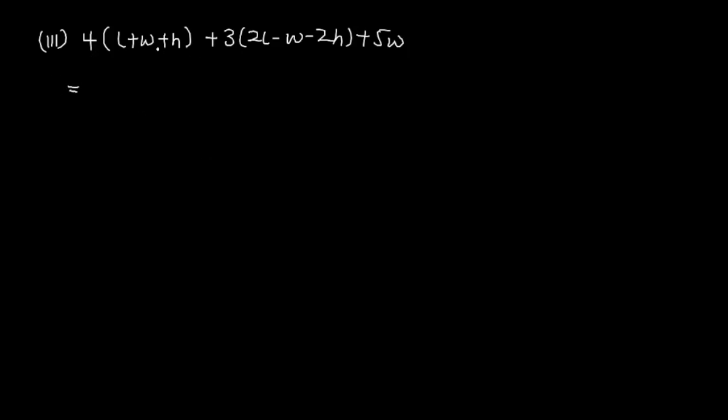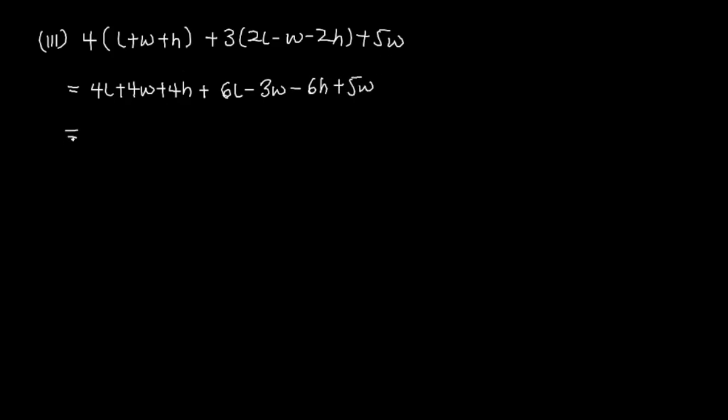So we use 4 to multiply everything in the bracket here. So we have 4L plus 4W plus 4H plus, we use 3 to multiply everything here. 3 multiplied by 2L will give us 6L, minus 3 multiplied by W will give us 3W, minus 3 multiplied by 2H will give us 6H, then plus 5W.